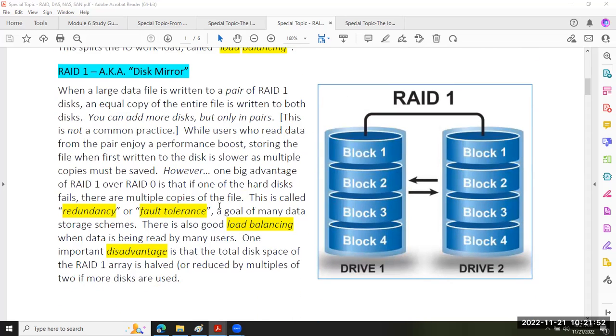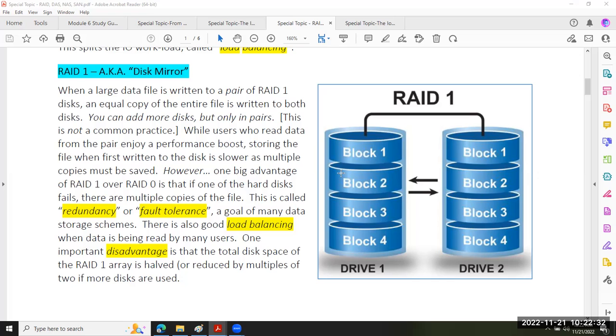RAID 1. RAID 1 is when you create multiple copies of disk files and disk directories on each of the disks. So you have multiples of disks, but they have to be an even number of pairs. So you can only have a RAID 1 array if you have 2 disks or 4 disks or 6 disks or 8 disks. It has to be even numbers of disks. And basically, a large data file is written on each of those disks.